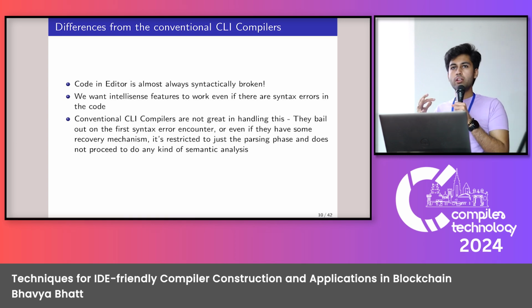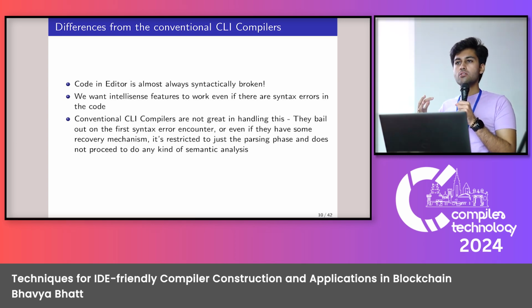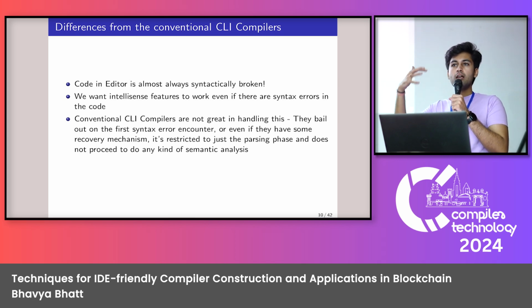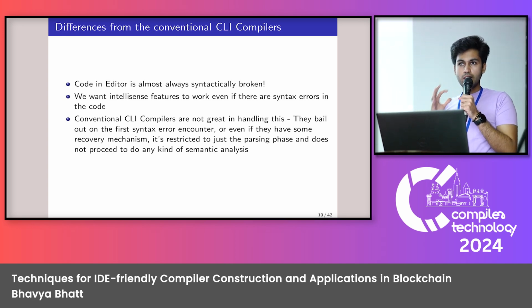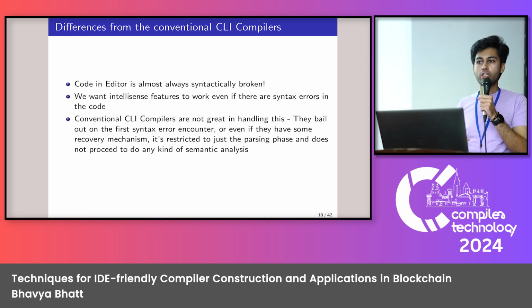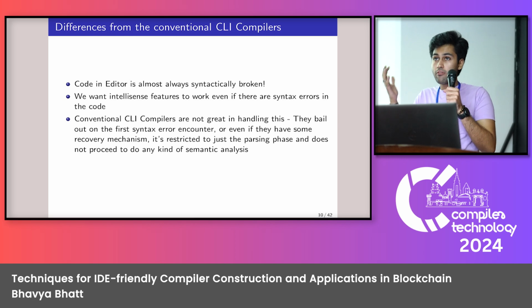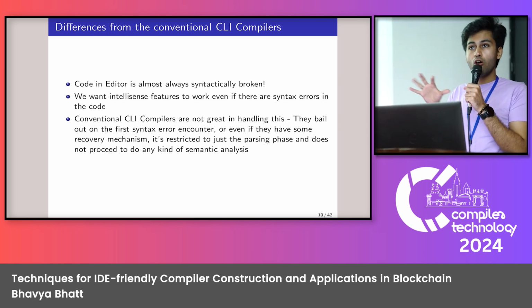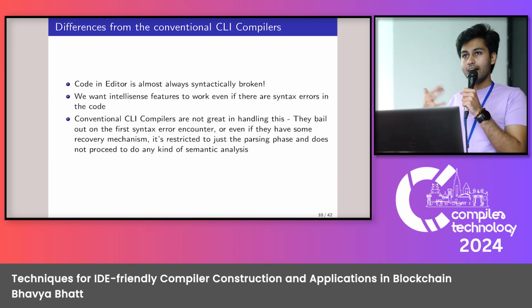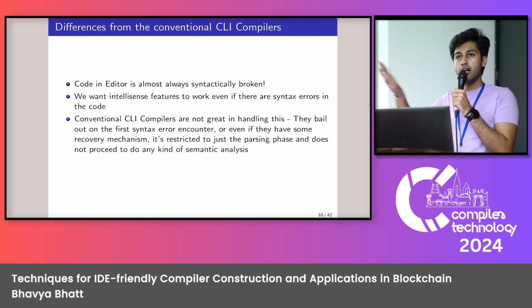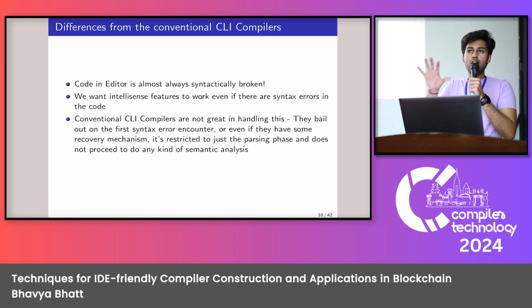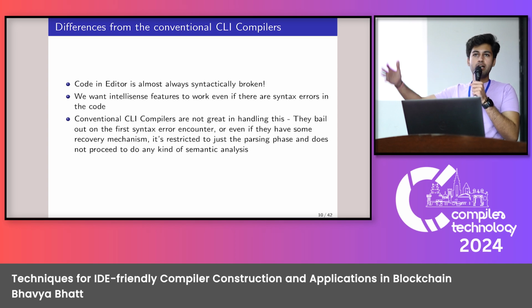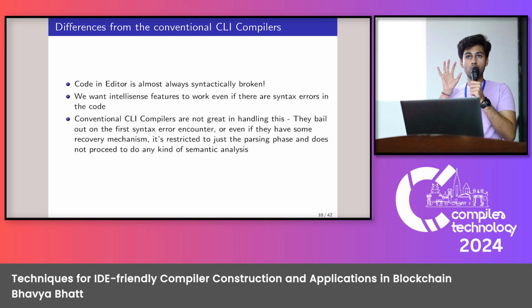So why does this deserve a separate talk? What are the new techniques that should be introduced in making these IDE-friendly compilers, and what did CLI compilers lack? The most basic difference is that in an editor, your code is always broken. The programmer is always in the process of writing code, so it's always syntactically broken. But we still need IntelliSense features to work even on broken code. Conventional CLI compilers are not great at handling this. They bail out on the first syntax error they encounter, or maybe they have some recovery mechanism, but that also survives only up to the parsing phase, and they don't move on to the semantic phase and give you type checking even though the code has syntax errors.